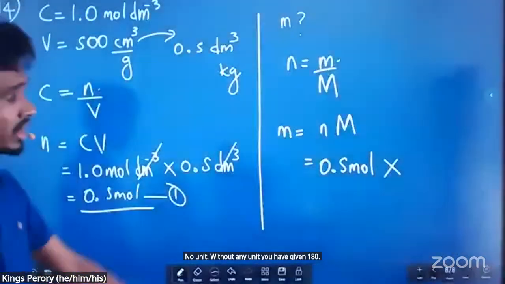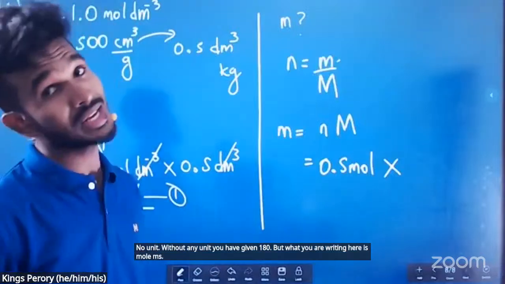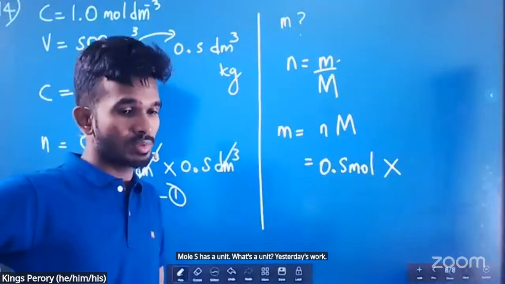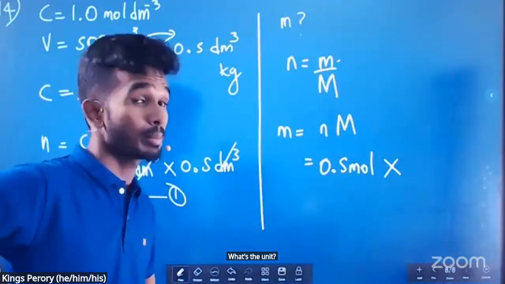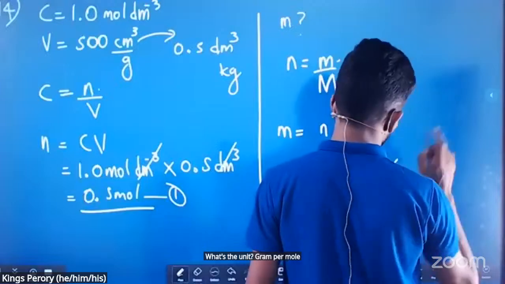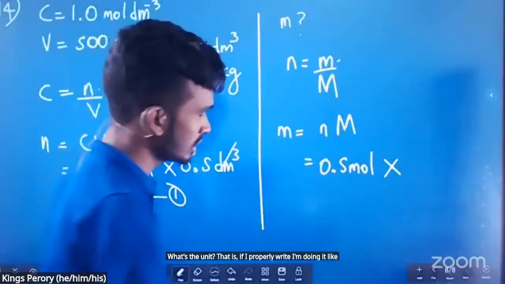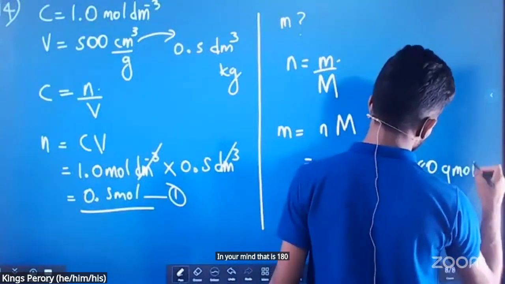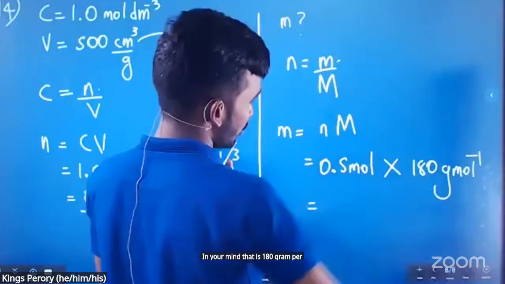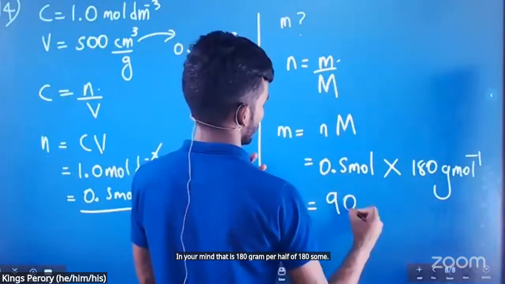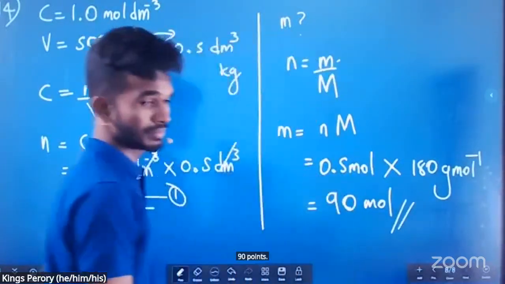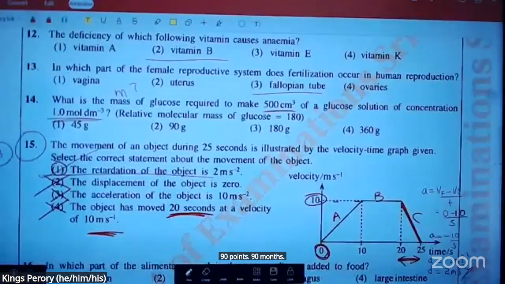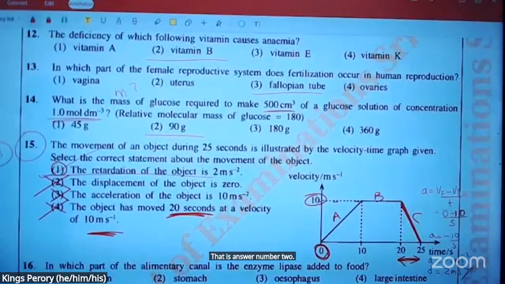But what you are writing here is molar mass. Molar mass has a unit. What's the unit? Yesterday's work. Gram per mole. So if I properly write, I'm doing it like an essay question, you can do this in your mind. That is 180 gram per mole. Half of 180 is how much? 90. That is answer number 2.